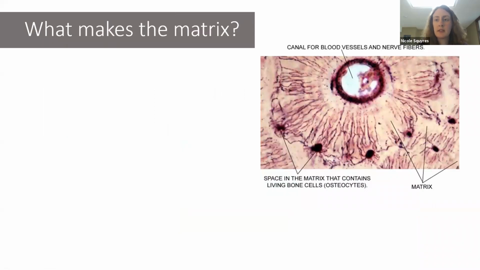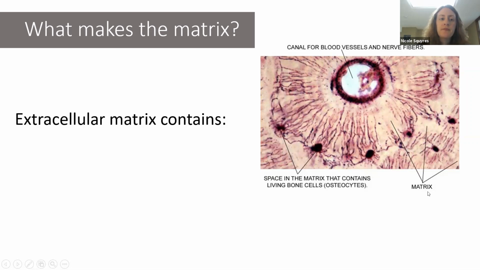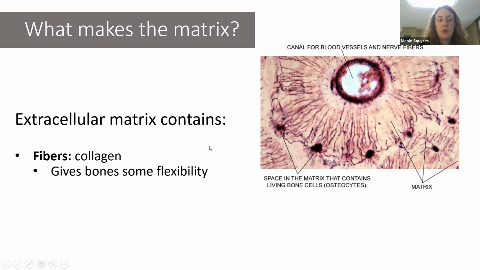So what makes the matrix of bone? Here in this image, we can see we're looking at bone, a little slice of bone down at the cellular level. And so we can see these dark blobs here are actually the living cells of bone called osteocytes. And we'll talk more about those in a moment. But all of this substance in between the cells, all of the substance that surrounds them is the matrix. And so the matrix, we can also call it the extracellular matrix, meaning outside of the cells, contains two components.